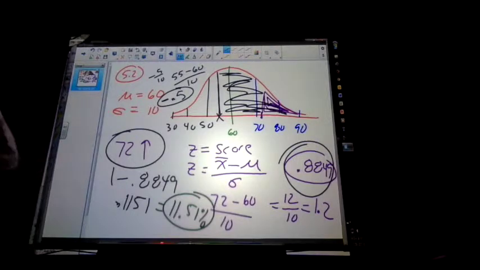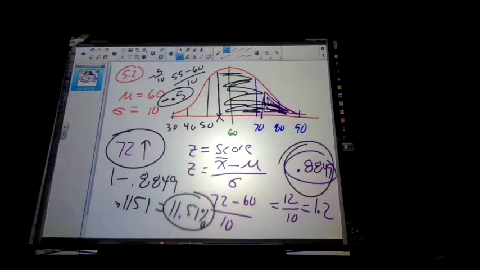Why probably? Okay, go a little more specific. What does a negative Z-score mean? It's below the average. Good, so it's to the left of the average.